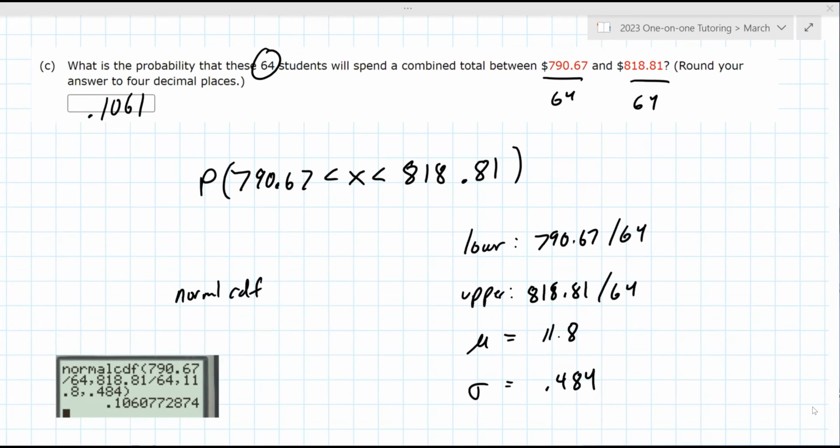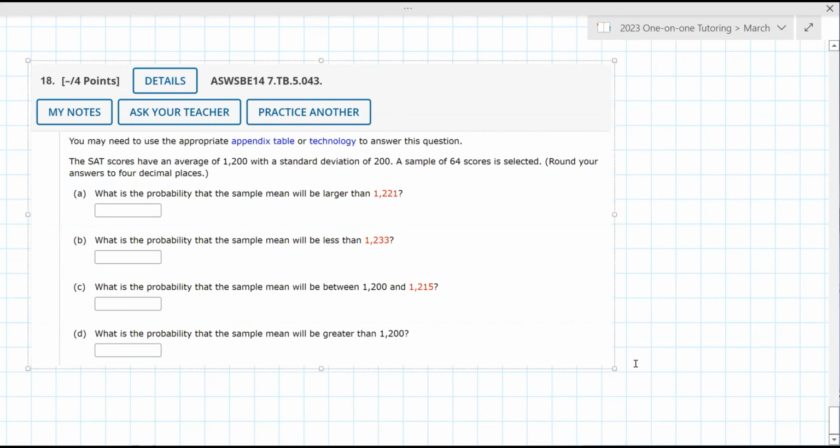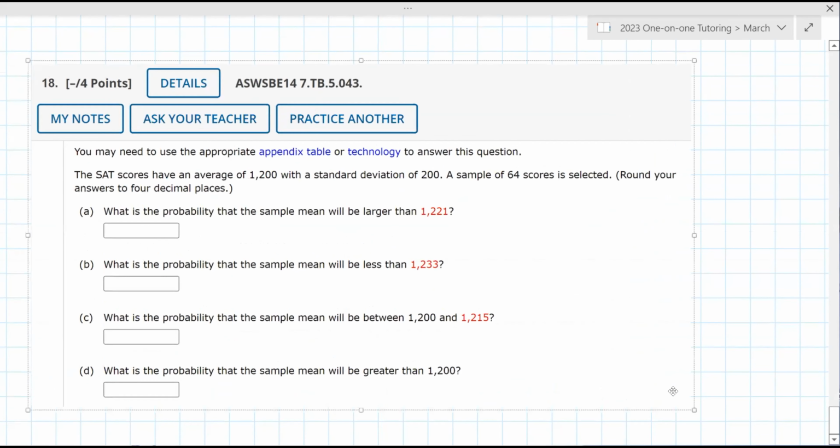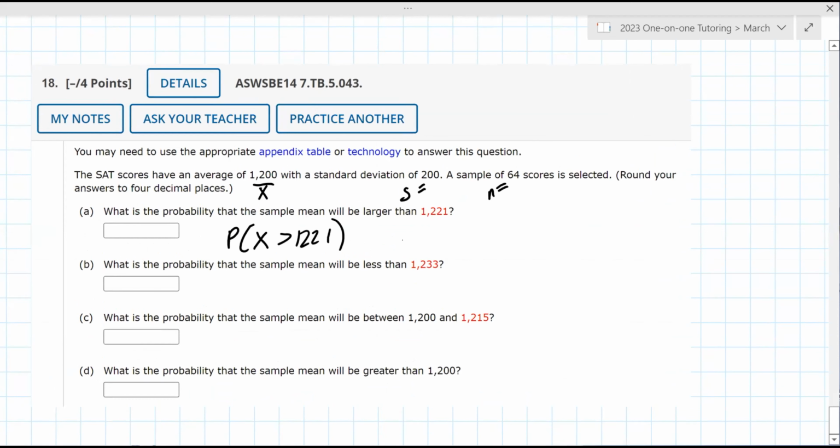All right, here we go, on to 18. SAT scores have an average of 1200, standard deviation of 200. So that's your X bar, that's your S, and N is 64, okay? For part A, we want the probability that X is greater than 1,221. So this is a normal CDF. Your lower is 1,221, your upper is 10 to the 99, your mean is 1,200, and your standard deviation is 200 divided by the square root of 64.